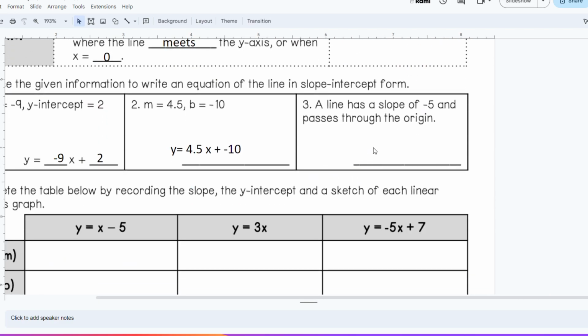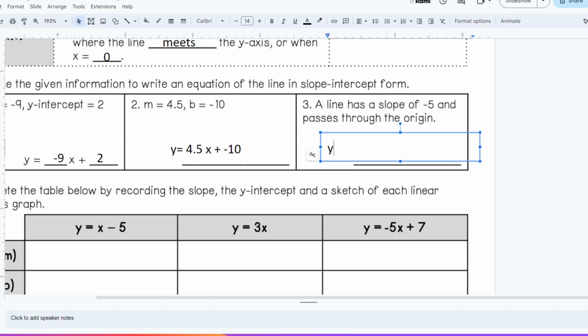So in this case, we do not have a b value. Our b value is considered to be 0. So we can say, oh, this is just y equals -5x. And if you want to say plus 0, you can, but you don't need it. It's redundant. And simplifying is always best, getting rid of redundancy.